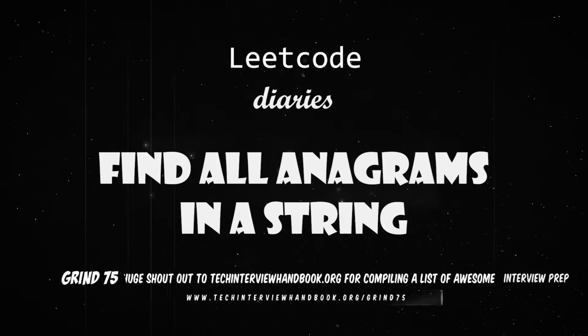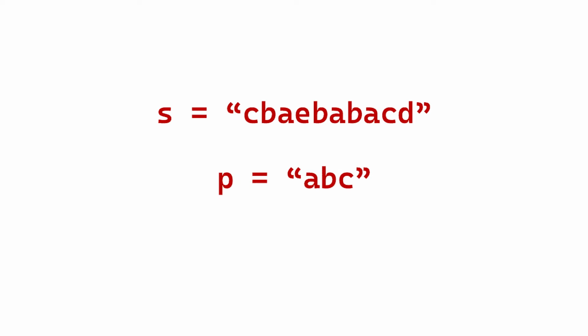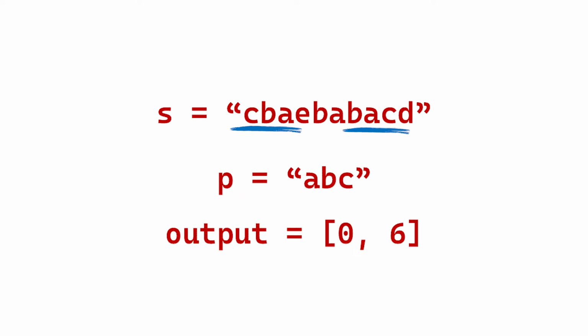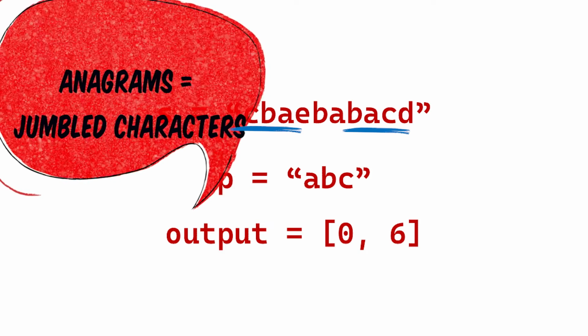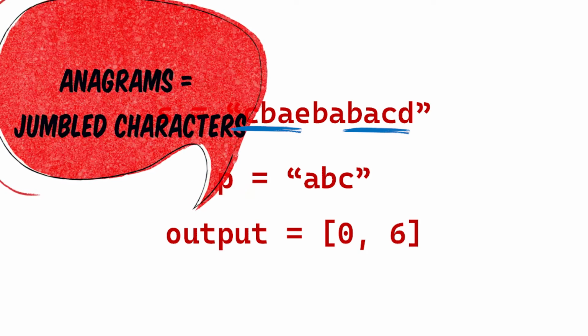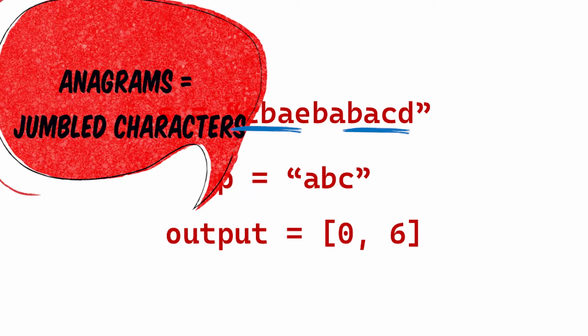Hello everyone. We are given two strings S and P. Our task is to find anagrams of string P in string S and then return all the start indices of string S where the anagram of string P are found. Anagrams are basically words that have the same letters but are not necessarily arranged in that same order.